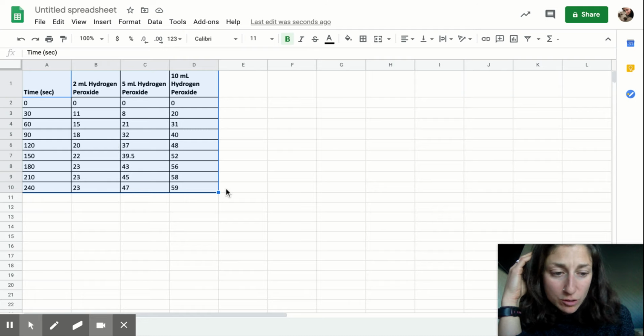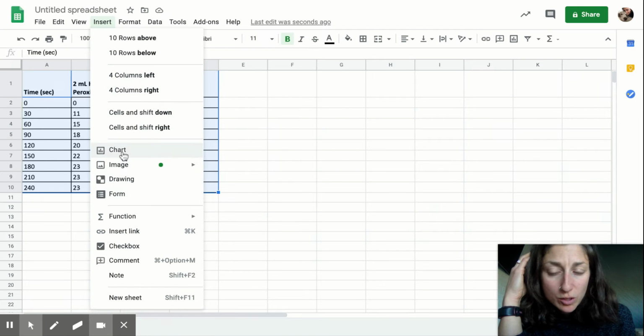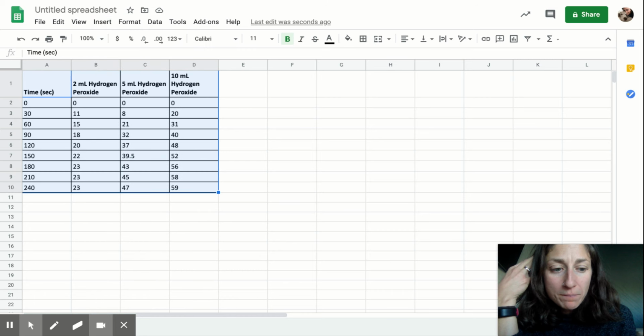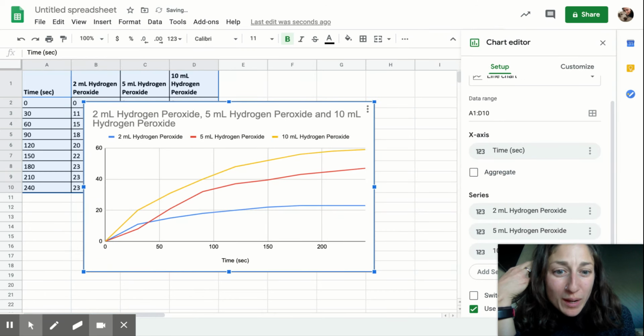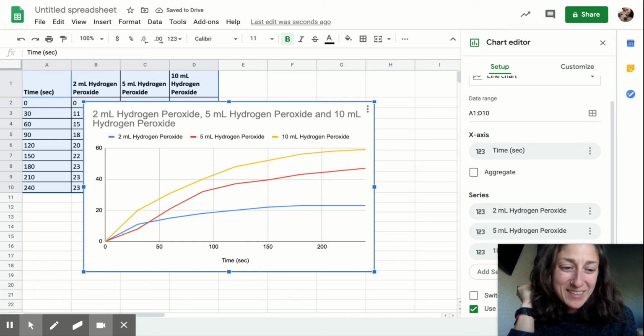So let's go ahead and copy this. Okay, so I'm just going to highlight the whole thing, and then I'm going to press insert, and I'm going to go to chart. Okay. And look how much it does for me just by doing that. Not that much more to do from here.